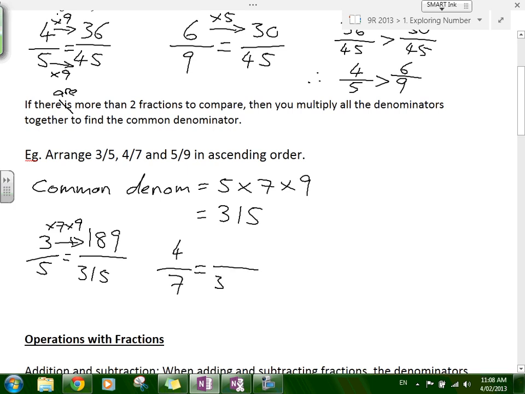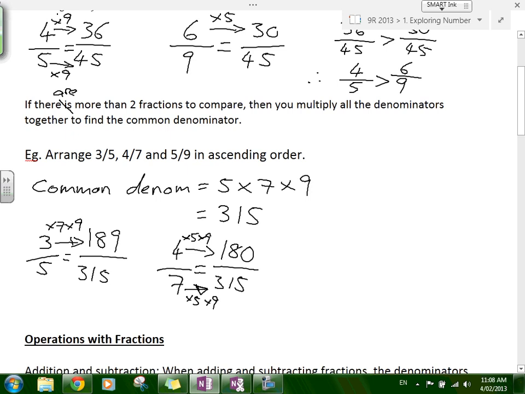equals something over 315. Now it's important that you take note. To get from 7, we have to multiply it by 5 and by 9. So what do we have to do with the 4? We have to multiply this numerator, which is 4, by 5 and by 9. So we do times 5 times 9, which is 180.